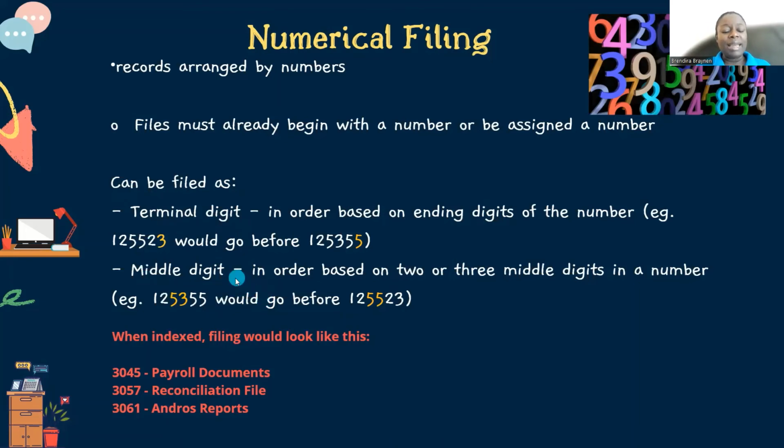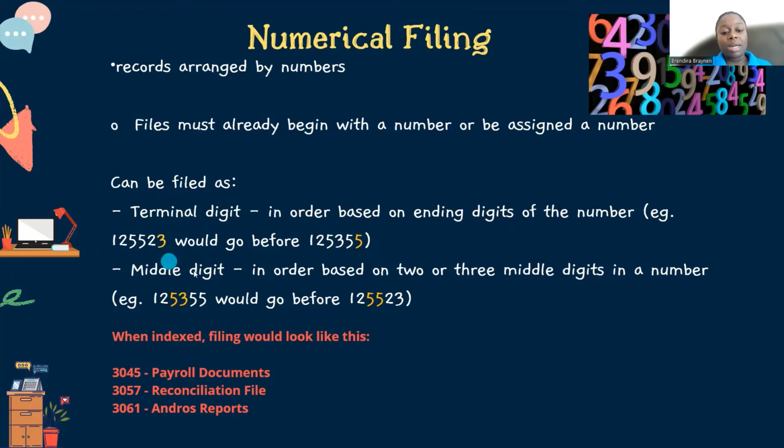And so an example being with terminal digit filing, we're looking at the last set of numbers to help us determine which goes first. And so that means if we look at this, we have 5 and we have 3. The number 3 is going to go before the number 5 when we're putting it in ascending order. If it was descending order, then we would put the number 5 before the number 3. If I was to do this for regular numerical filing, I would just start from the beginning. But because terminal means the end, I'm going to look at the last numbers to decide how it's filed.